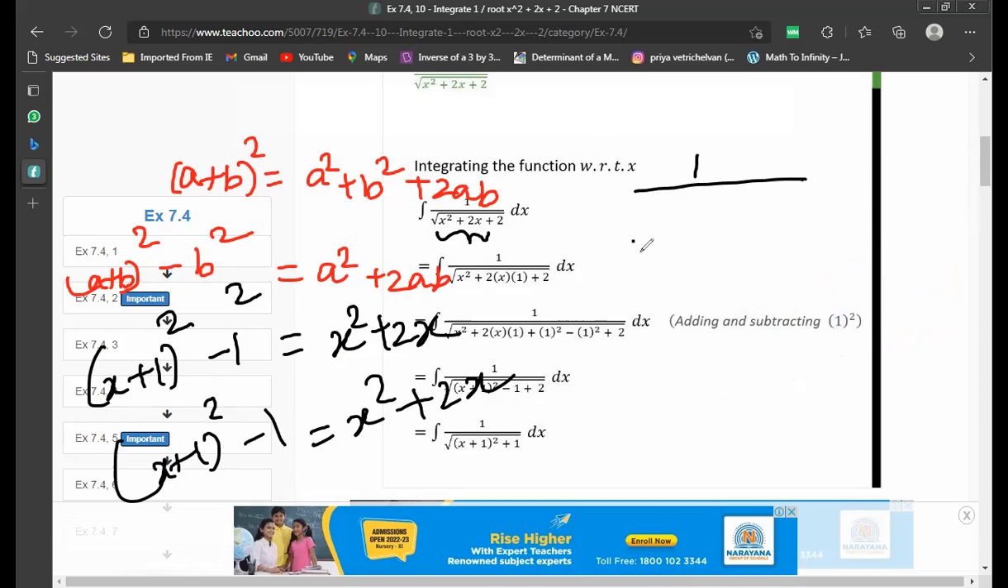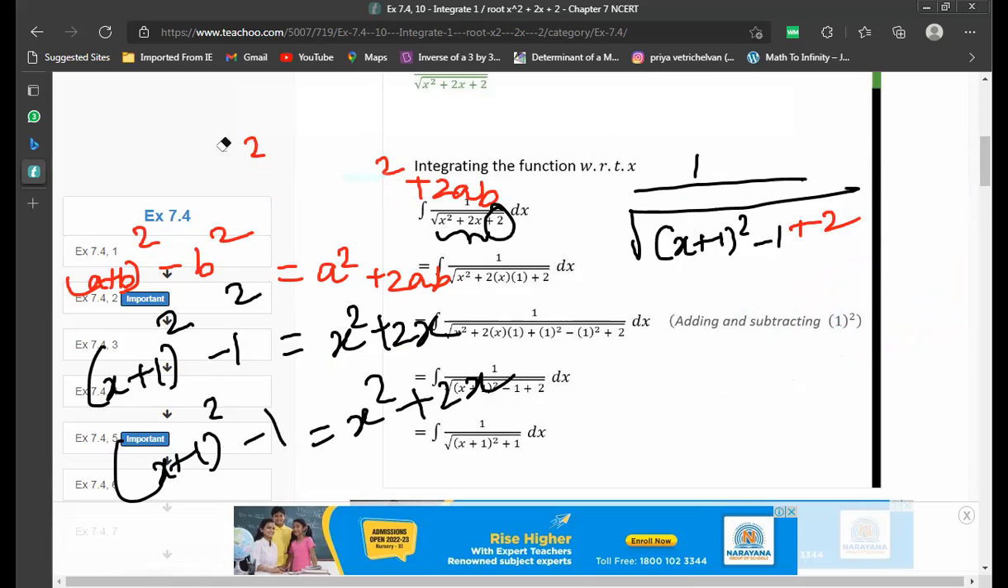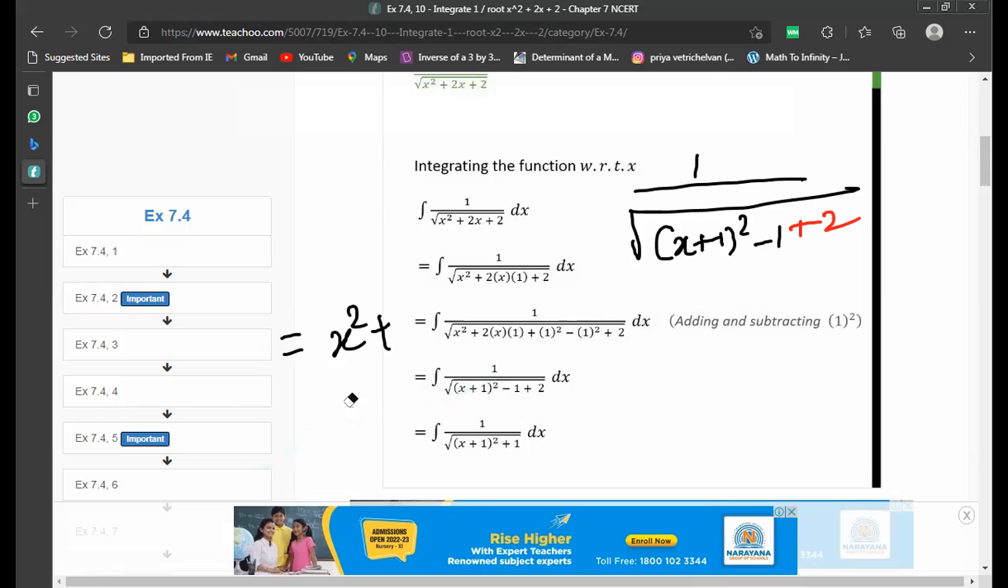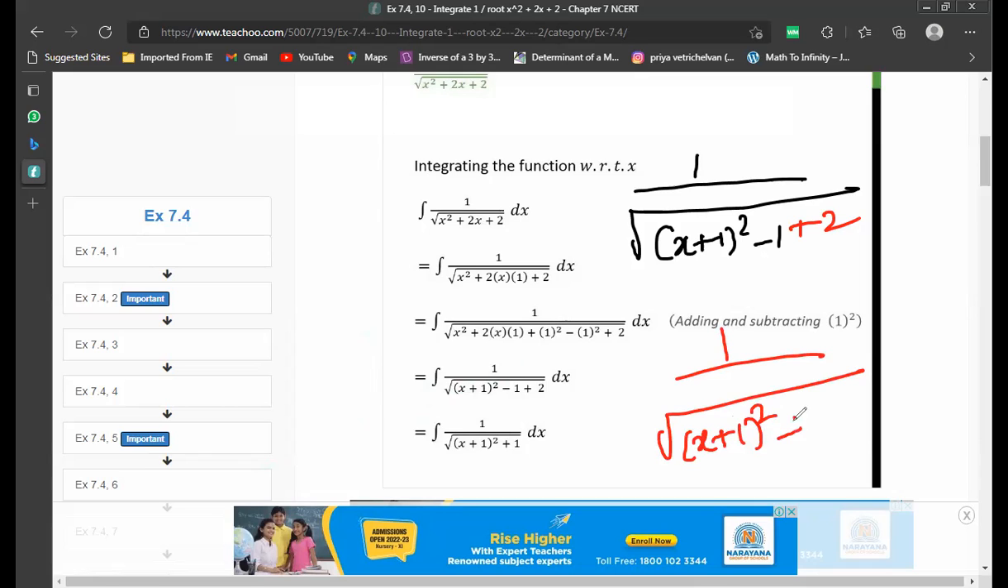Another question. Square root of x square plus 2x can be written as x plus 1 the whole square minus 1. You have plus 2 here. Write that over here. Clear? Now this minus 1 and plus 2 can be simplified. What is minus 1 plus 2? 1 upon square root of x plus 1 the whole square and plus 1, isn't it? And 1 can be written as 1 square.